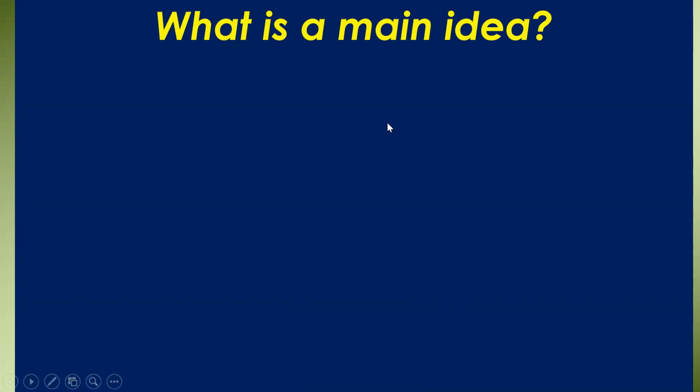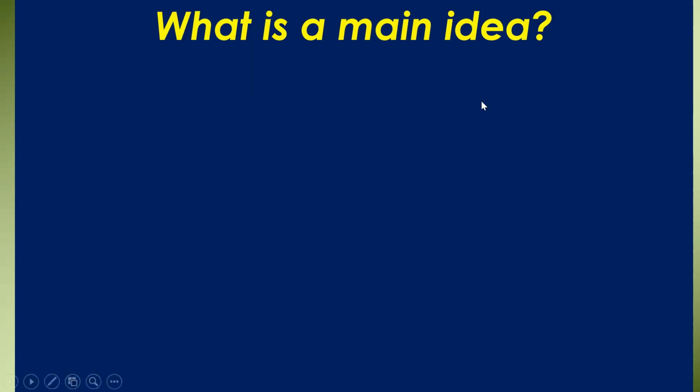I think the main idea means the summary of the topic or something like that. Okay, the summary of the topic. That is one option. Any other comment? I think the main idea is something basic which is going to be discussed in the paragraph. Okay, that is the main idea. We will check now and we will see what the main idea is here.